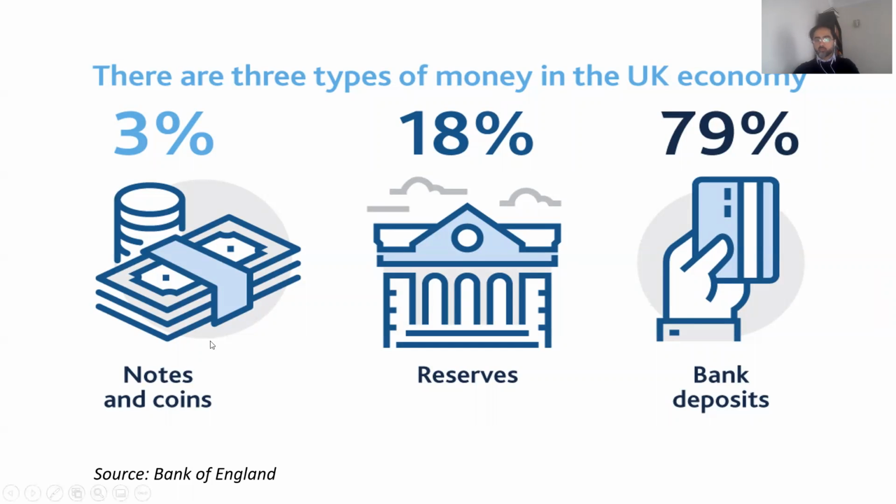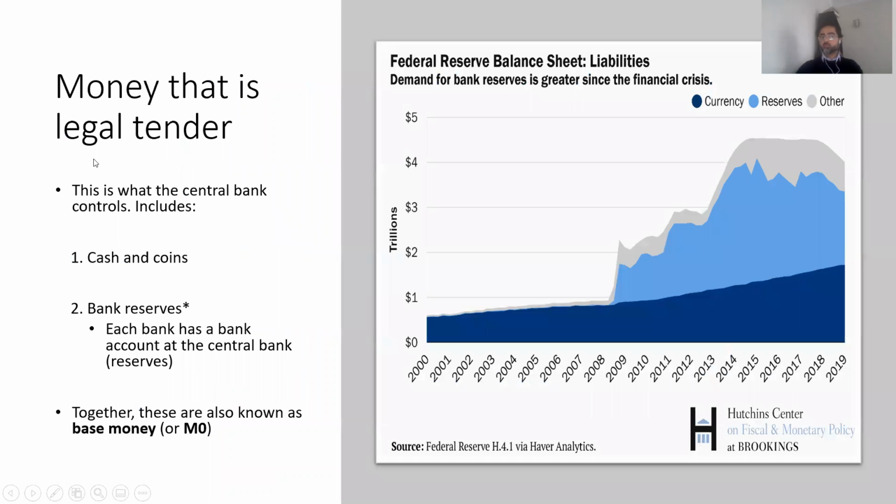Now the notes and coins and reserves together are also known as the legal tender, or the base money, or M0. What do we mean by legal tender? That means when you want to sell something and someone offers to pay you in this, you are legally bound to accept it. So if you walk into a shop, buy goods worth £5 and offer them a £5 note, then legally they have to accept it. Okay.